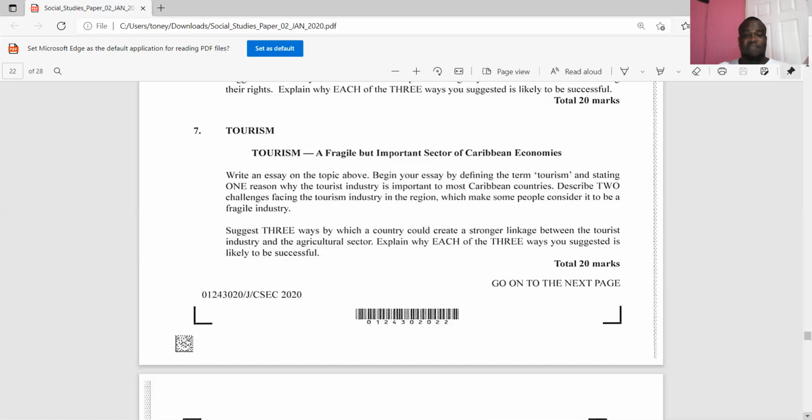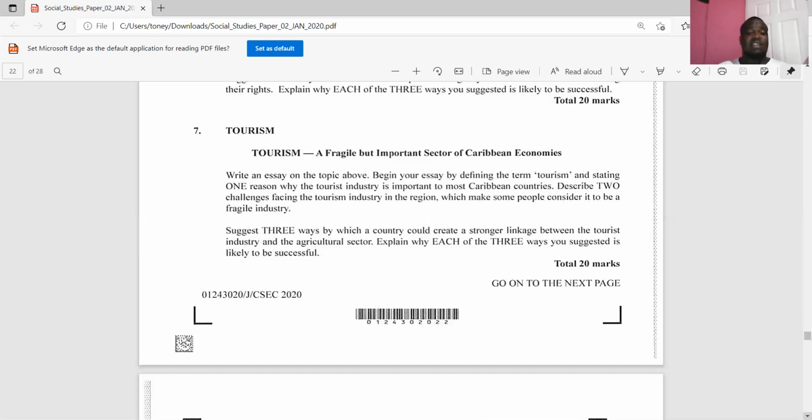Right. Next part of the question now says, describe 2 challenges faced in the tourism industry in the region, which makes some people consider it to be a fragile industry. One of the big challenges to tourism now, and this should be easy if this question ever comes back, is the COVID-19 pandemic. The COVID-19 pandemic has caused a lot of restrictions in air and sea travel, and also with the tourism industry. And it has caused a lot of people not to travel. So the tourism industry has suffered a lot because of that. A lot of the businesses in the industry are losing revenue continuously because a lot of places are shut down or they have scaled back operations significantly.